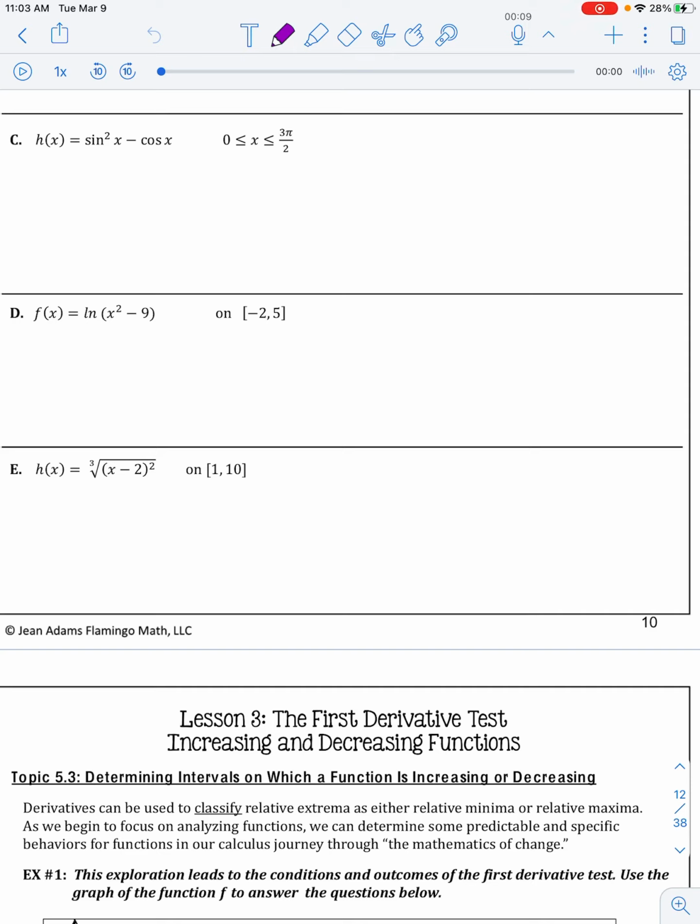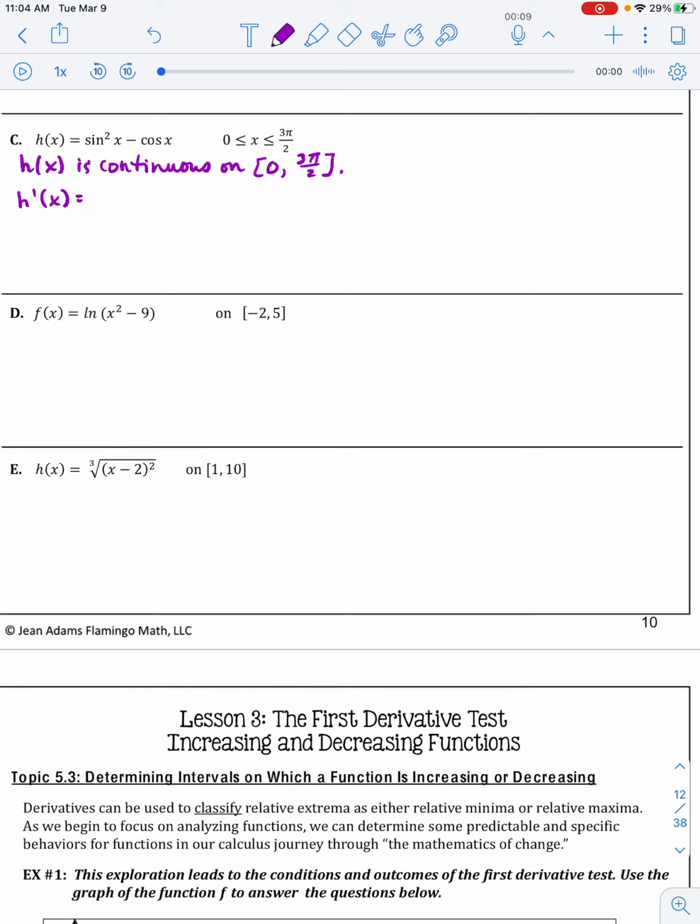And I know that sine and cosine are both continuous, so the combination of these two functions is going to be continuous. So h of x is continuous on the closed interval from 0 to 3 pi over 2. Okay, so we can use the extreme value theorem like it wants us to. So the first thing we're going to do then is take the derivative.